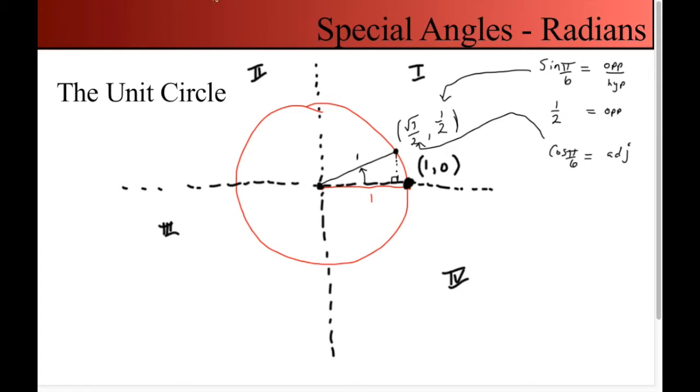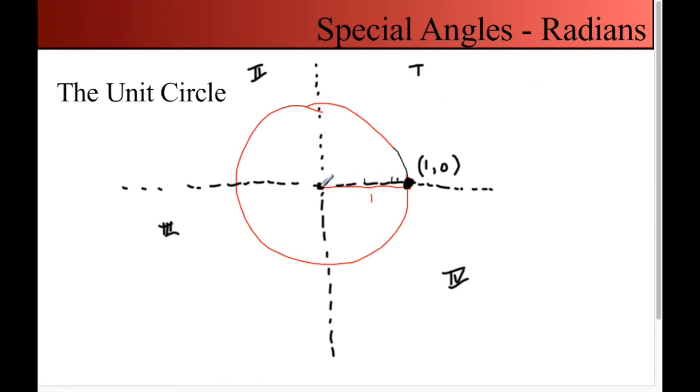Now I'm going to erase this, and I'm going to just show another example. So say I erase that. Okay, so say I draw this angle here, which is halfway through the first quadrant, which is an angle of pi over 4.